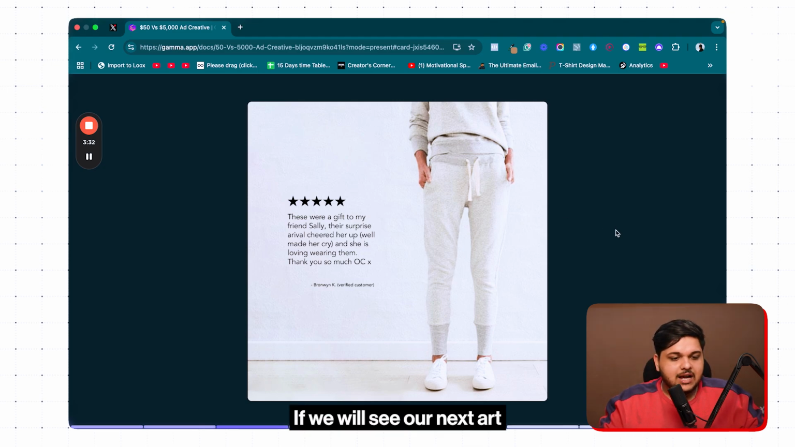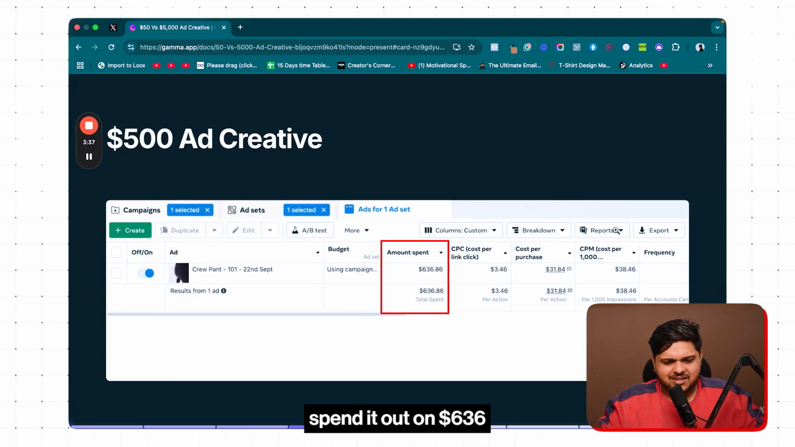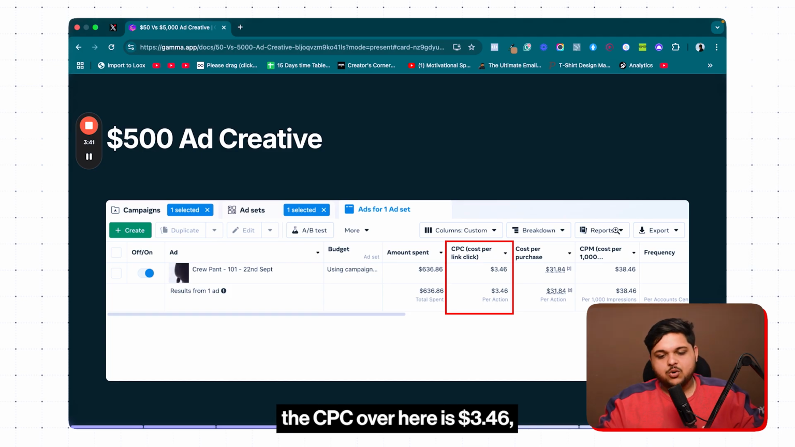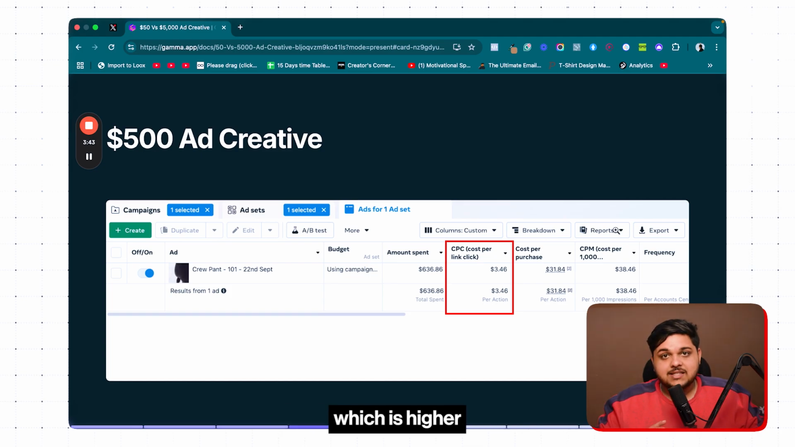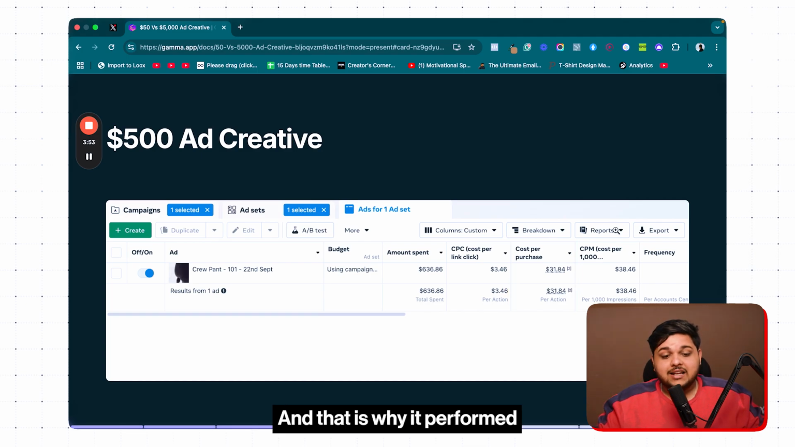Moving on, if we see our next ad creative with $500 spend, basically it spent around $636 in total. I just rounded it off. Now, if you see the CPC over here is $3.46, which is higher than the previous one, but I don't really care about that because here the cost per purchase is $31, which is kind of half of the previous one. And that is why it performed well as compared to the other creative.